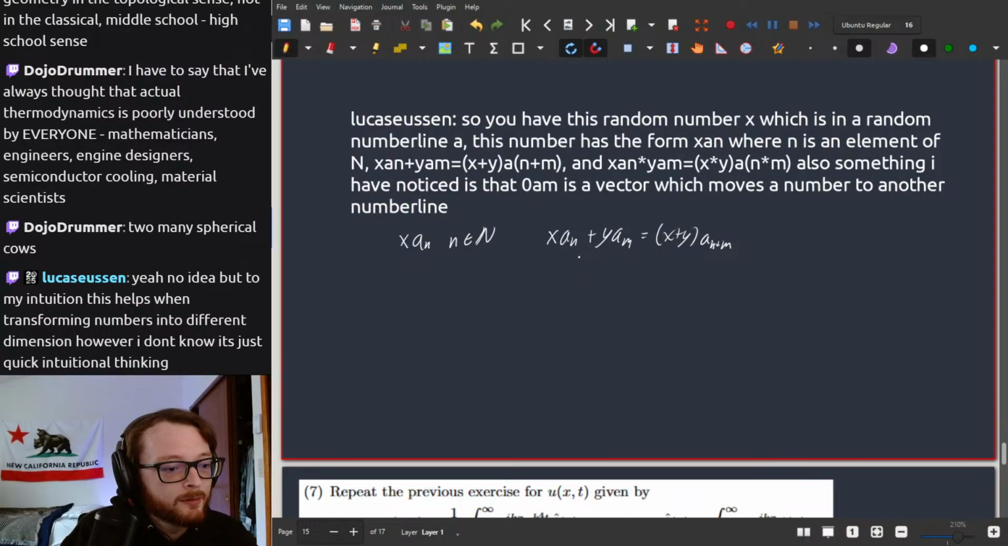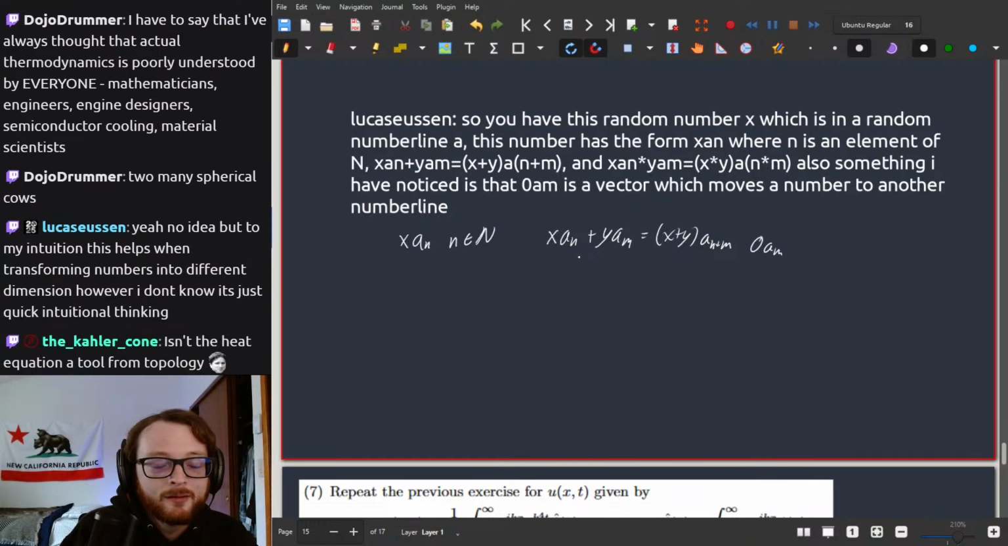No idea, but to my intuition, this helps when transforming a number to a different dimension. Zero AM. A tool from topology? Mate, I wouldn't know.